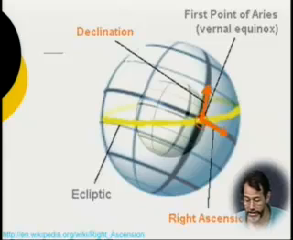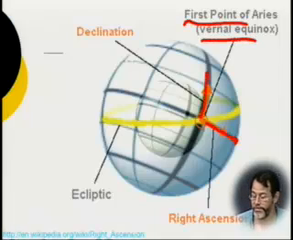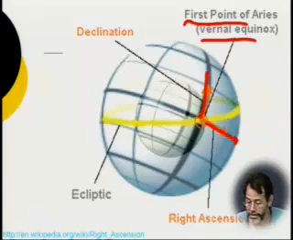Here's another picture of things. Here's right ascension measured along the celestial equator. Declination is like latitude. And the first point of Aries, related to the timing of the vernal equinox, gives you the 0 point of this coordinate system on the sky.